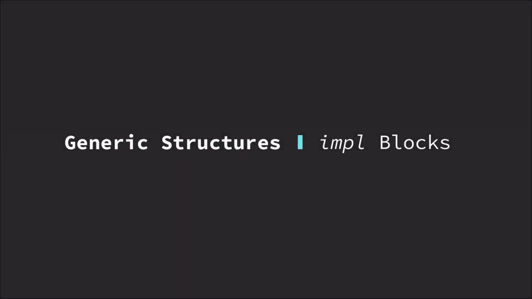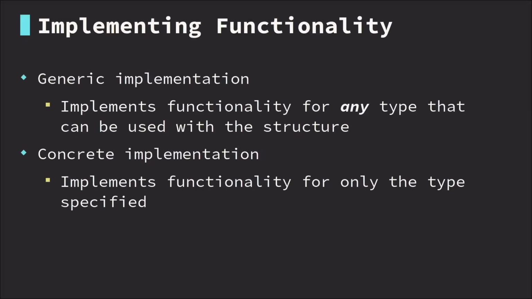In this video, we'll be going over how to write implementation blocks when working with generic structures. When we implement functionality on generic structures, we have two options: generic implementations and concrete implementations. Generic implementations allow functionality to be added for any type that can be used with a generic structure.